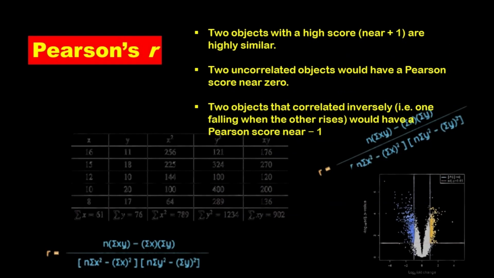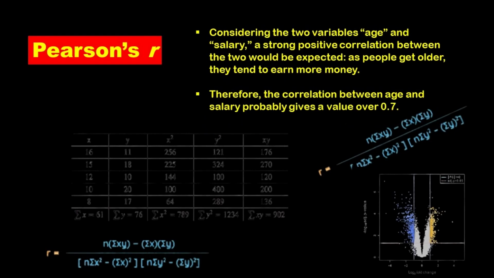Two objects with a high score near +1 are highly similar. Two uncorrelated objects would have a Pearson score near 0. Two objects that correlated inversely, meaning one is falling when the other rises, would have a Pearson score near -1. Considering the two variables age and salary, a strong positive correlation between the two would be expected. As people get older, they tend to earn more money. Therefore, the correlation between age and salary probably gives a value over 0.7.